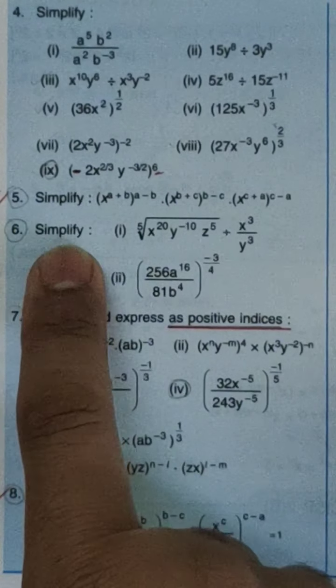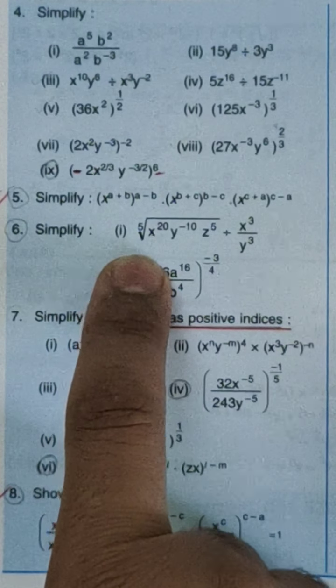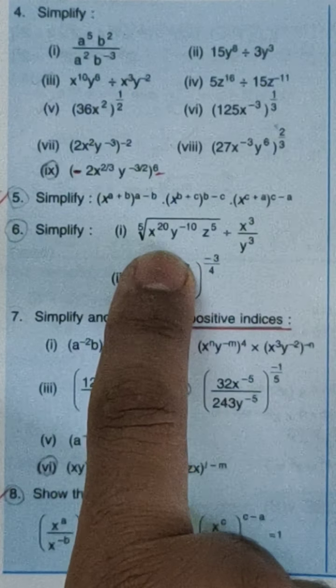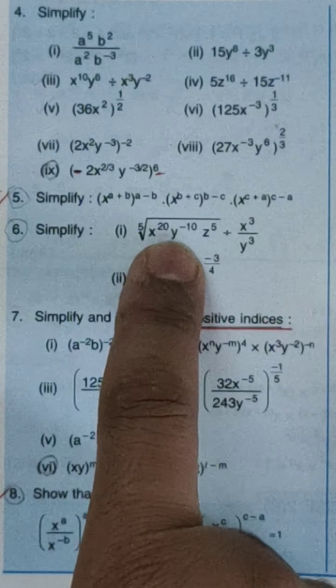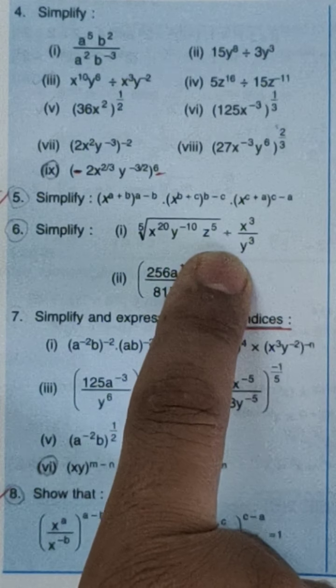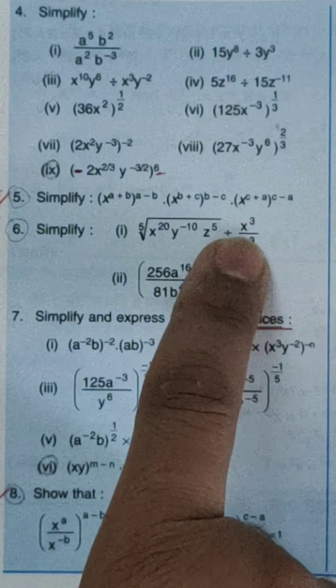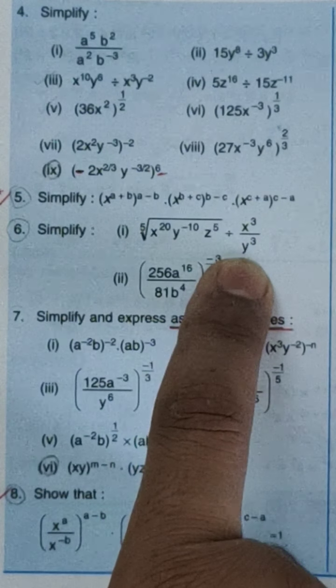We'll go to the next problem. Simplify: fifth root of x to the power of 20, y to the power of minus 10, z to the power of 5, divided by x to the power of 3 divided by y to the power of 3.